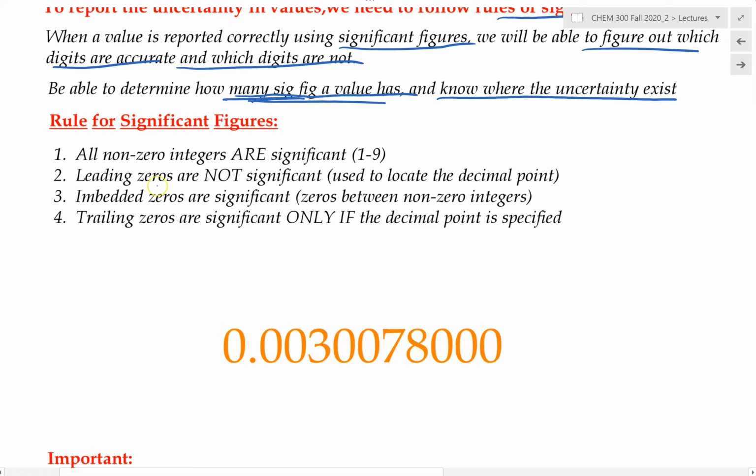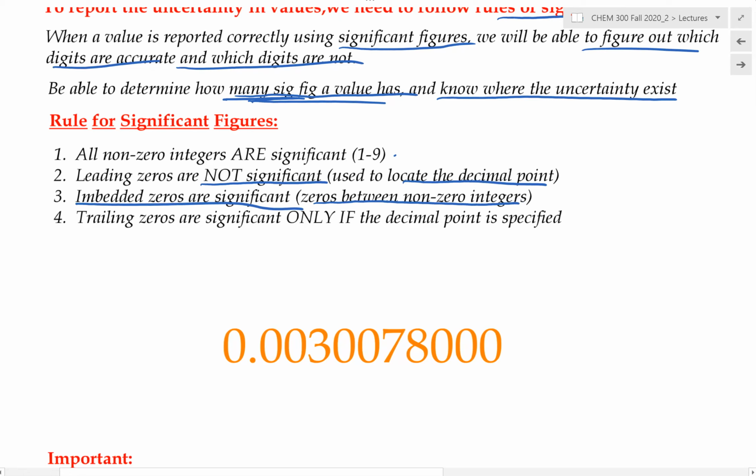First, all non-zero integers are significant. These are values from 1 to 9 and they are always significant. Rule number 2, leading zeros are not significant. In fact, they are never significant, because we add them simply for cosmetic purposes, as they are used to locate the decimal point. Rule number 3, embedded zeros are significant, and embedded zeros are basically zeros between non-zero integers.